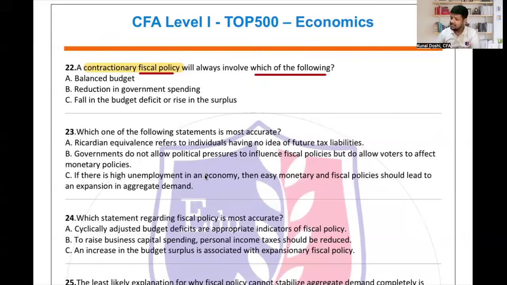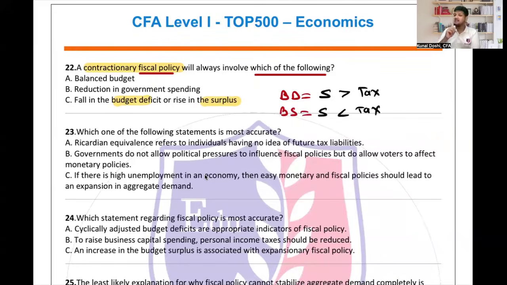See, very interesting thing. First of all, budget deficit and surplus. What is budget deficit? Budget deficit is when the spending, I will write S, when the spending is greater than the tax. And budget surplus is when the spending is less than the tax.